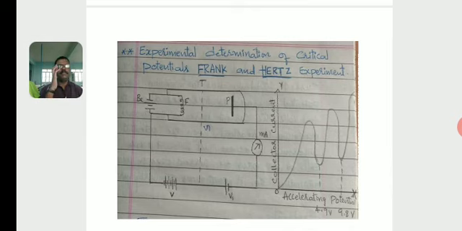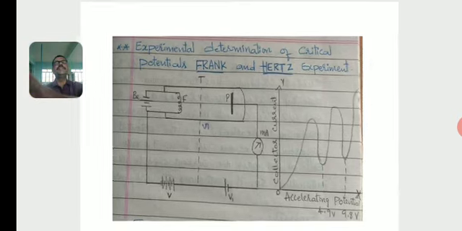So today we will discuss how the ionization potential and excitation potential can be determined experimentally. The Franck and Hertz experiment gives the excitation potential and ionization potential. Then what about the experimental arrangement?